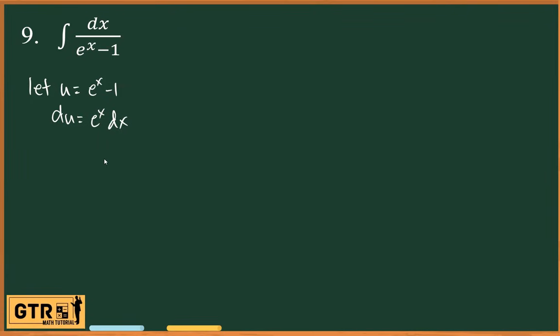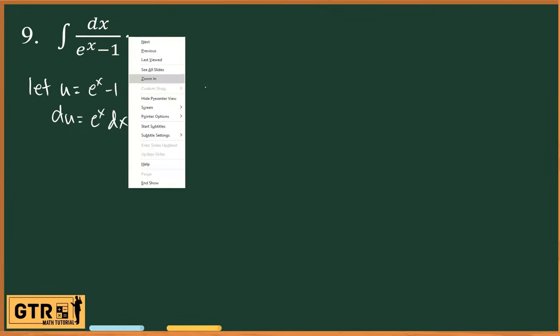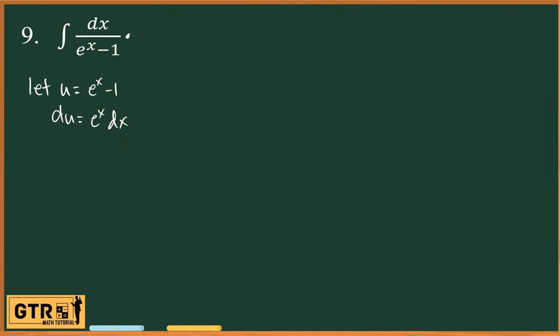So to solve this, we need to multiply both the numerator and denominator by e to the negative x. Once you have this type of problem wherein we only have one e to the x, we will multiply that by e to the negative x. The exponent of this is e to the x, so multiply by e to the negative x.